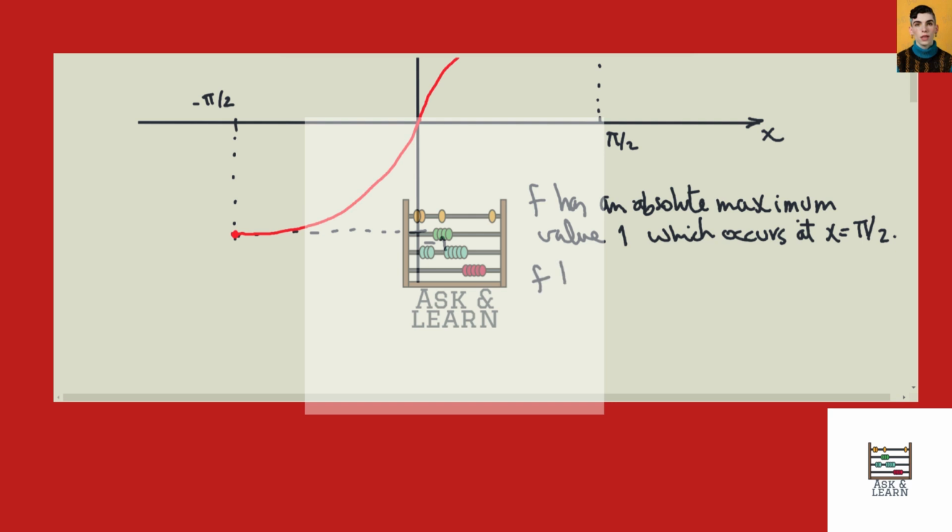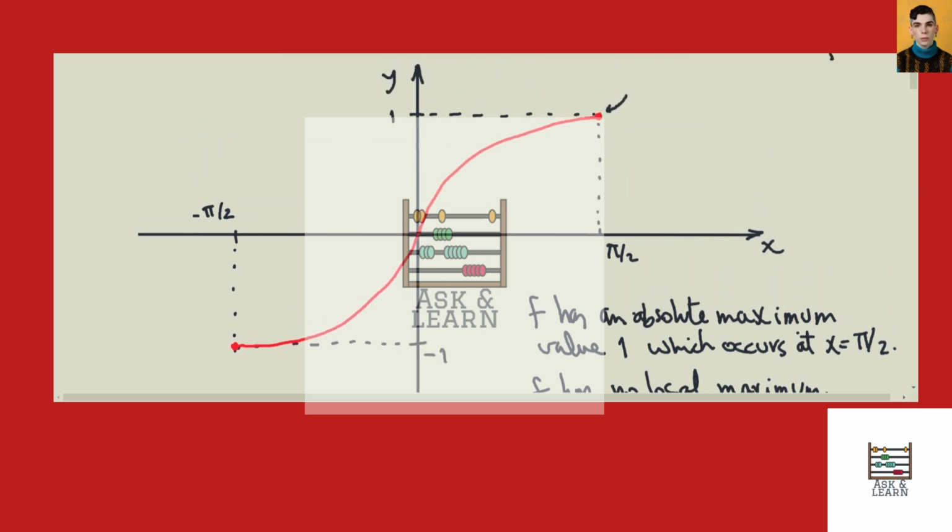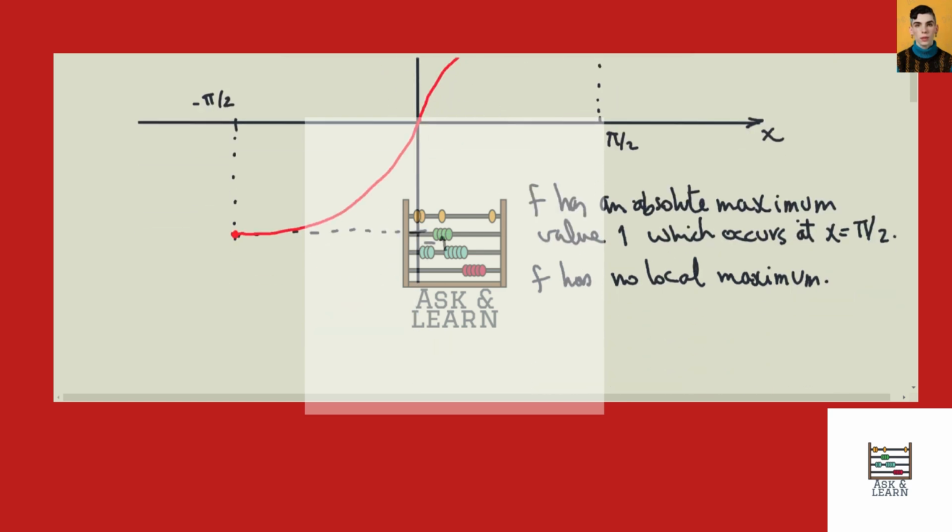F has no local maximum, because inside the interval, there is no point which has the highest value near the point. And with respect to this lowest point in the graph, in fact, we have one. It's this one here.